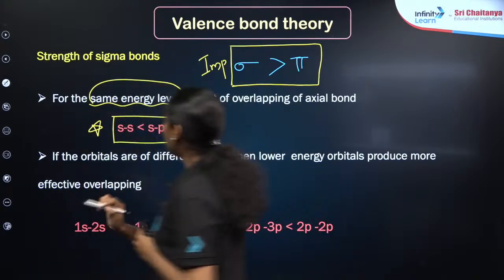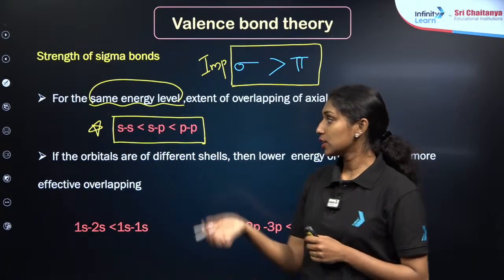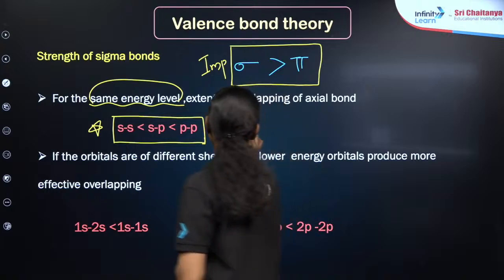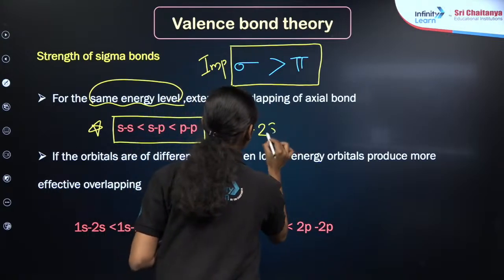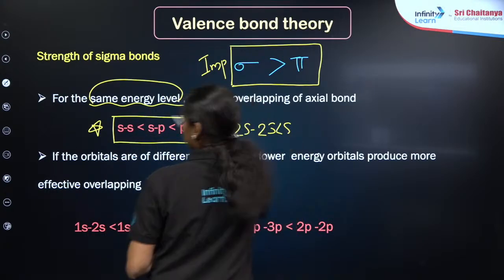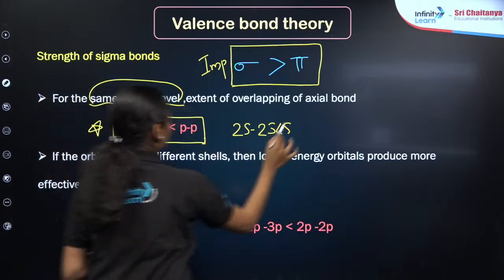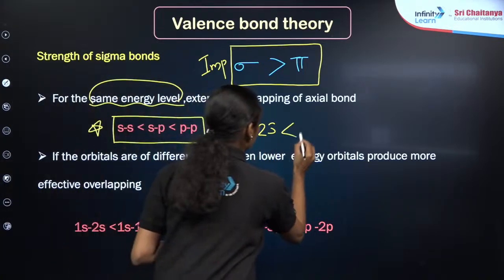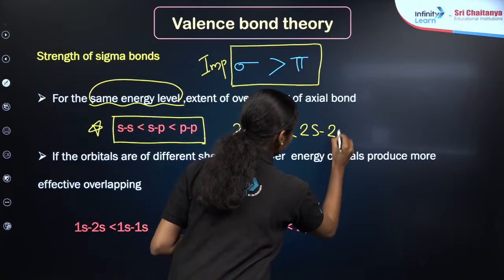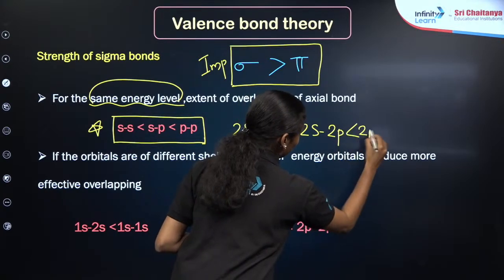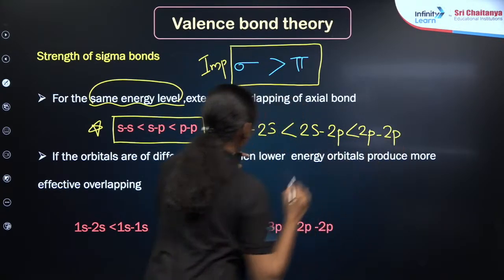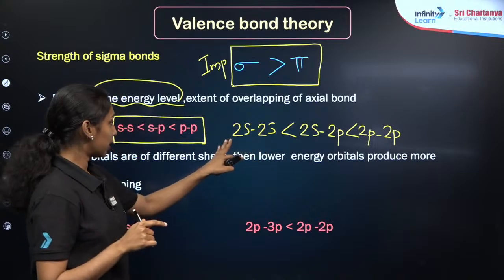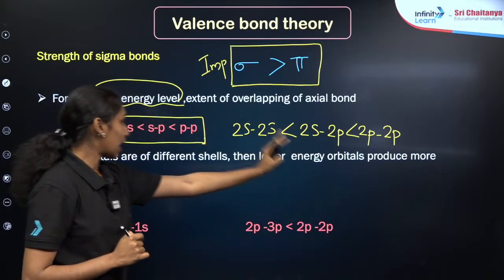If you are considering the second energy level, for example, 2s-2s overlapping, then 2s-2p overlapping, then 2p-2p overlapping, right? This is for the same energy level, which is in the second shell. So this will be the extent of overlapping here.